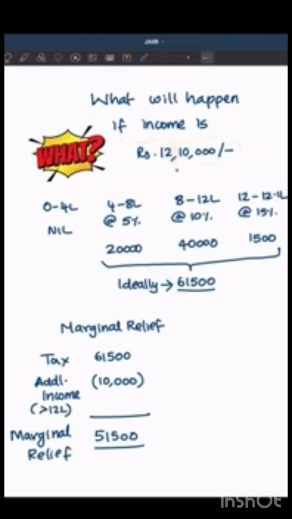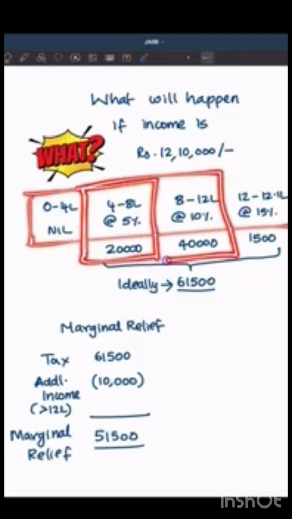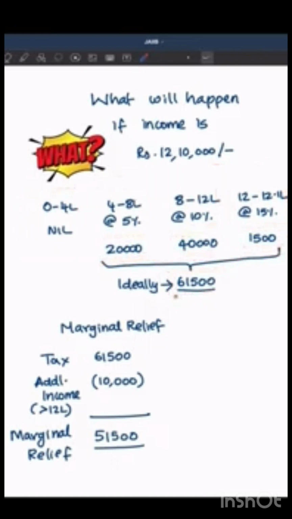Let's see. So when the income is greater than 12 lakh, the tax slab rates are going to be like this. Up to 4 lakh nil, 4 to 8 lakh at the rate of 5%, it is going to be this 20,000. 8 to 12 lakh at the rate of 10%, it's going to be this 40,000. And 12 lakh to 12 lakh 10,000 at the rate of 15%, it is going to be 1,500. So the total tax payable will be 20,000 plus 40,000 plus 1,500. Ideally, it should be 61,500.